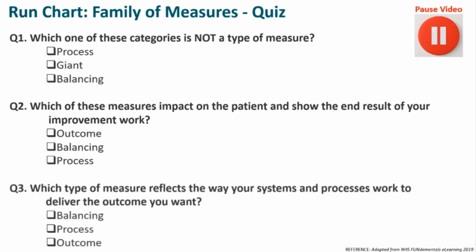And question number 3, which type of measure reflects the way your systems and processes work to deliver the outcome that you want? Balancing, process and outcome. So pause the video and reflect on these questions.